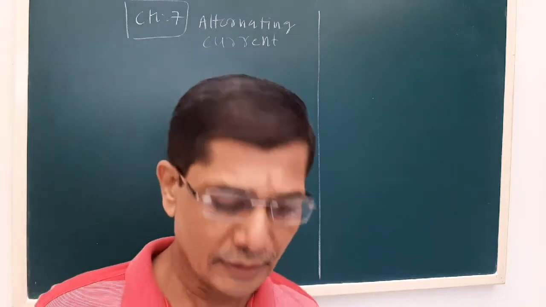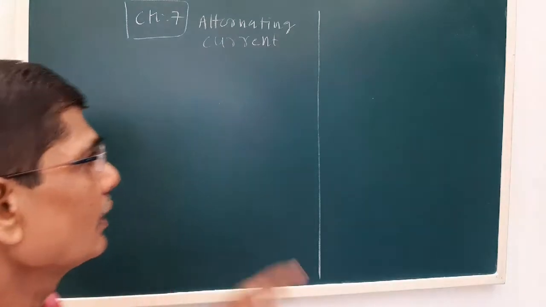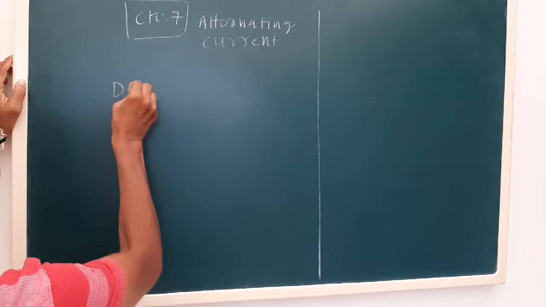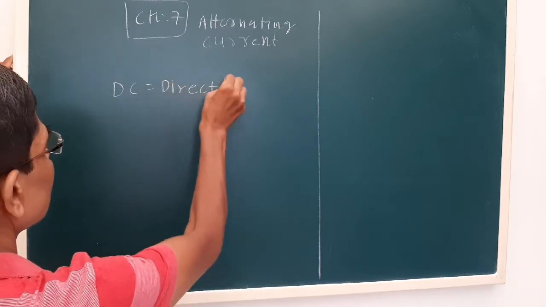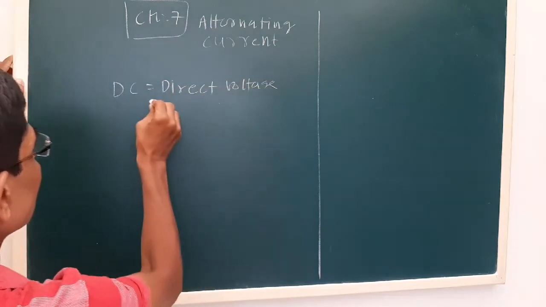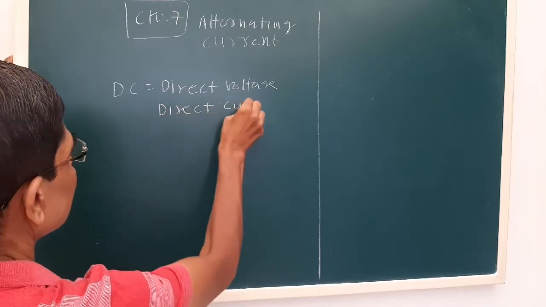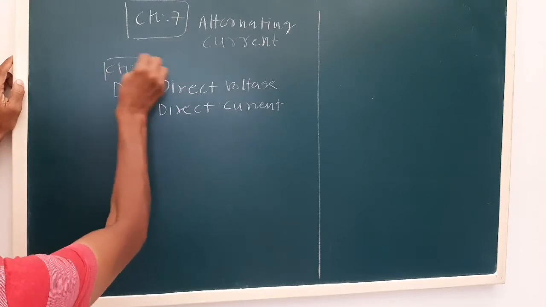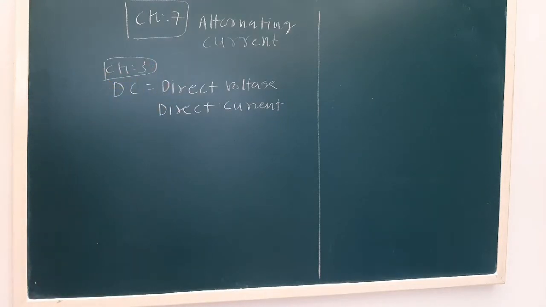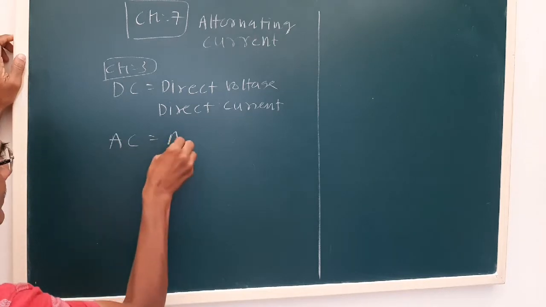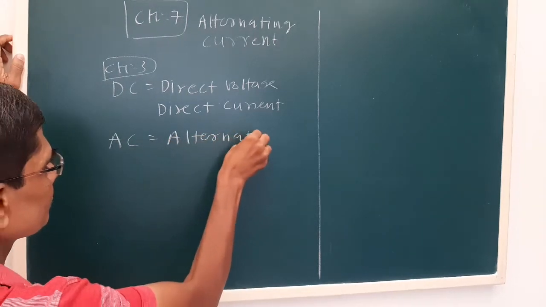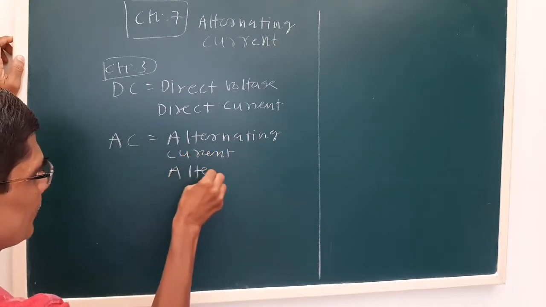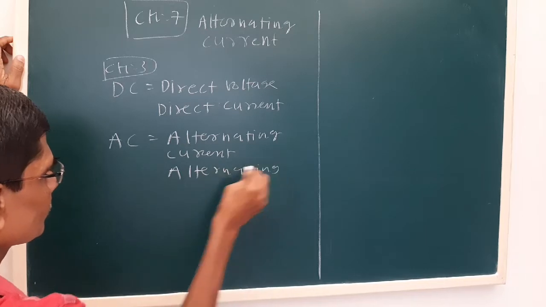Dear students, last time in lesson number 3 we studied about DC, that is direct voltage or direct current. Our lesson number 3 was dedicated to that. Now in this lesson we have to study about AC, that is alternating current or alternating voltage.